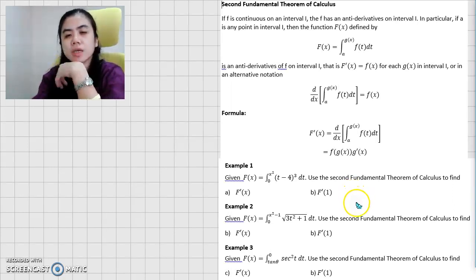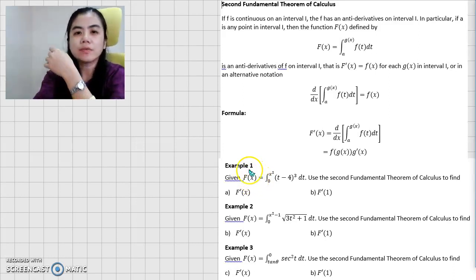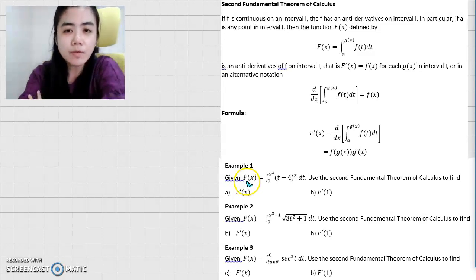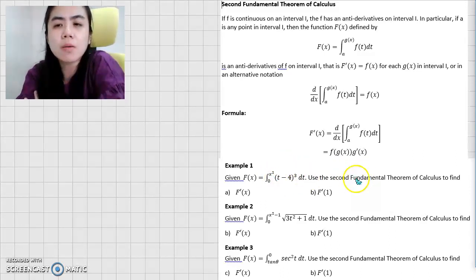Okay, let's say you are given a question that looks like example 1. You are given a function capital F. The capital F basically refers to the antiderivative. The antiderivative of function f is in terms of the integration from 0 to x squared, and you will integrate with respect to t. Okay, and how are we going to solve this type of question?